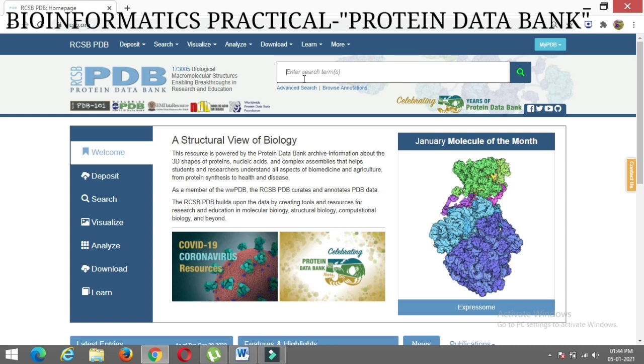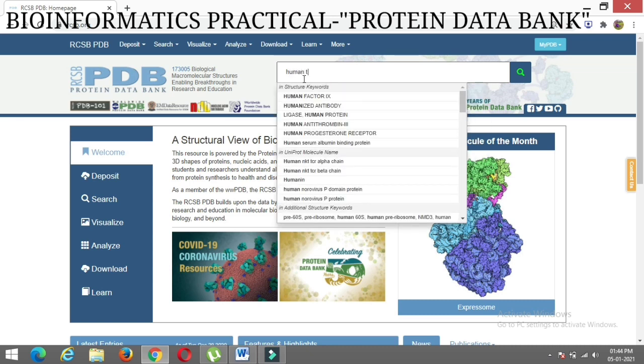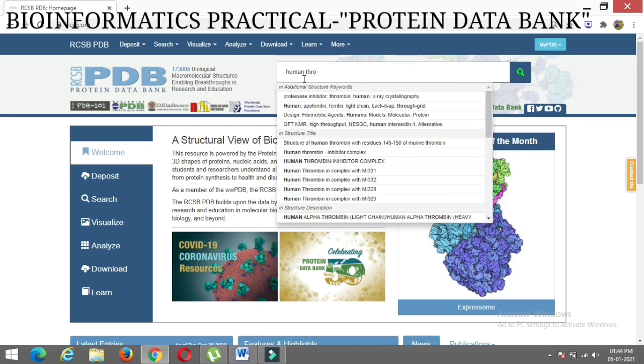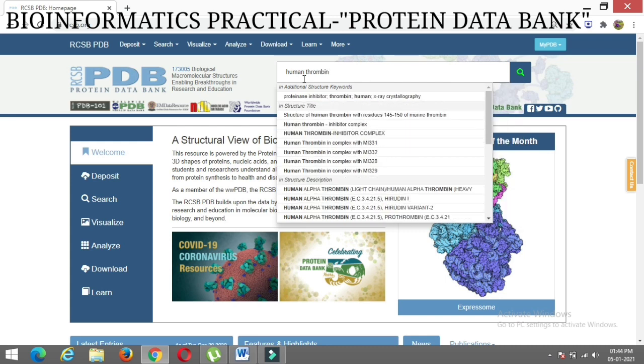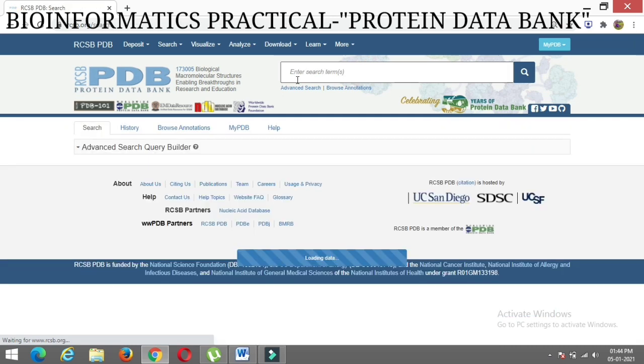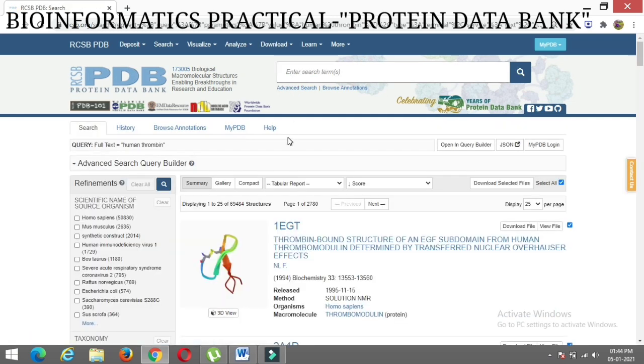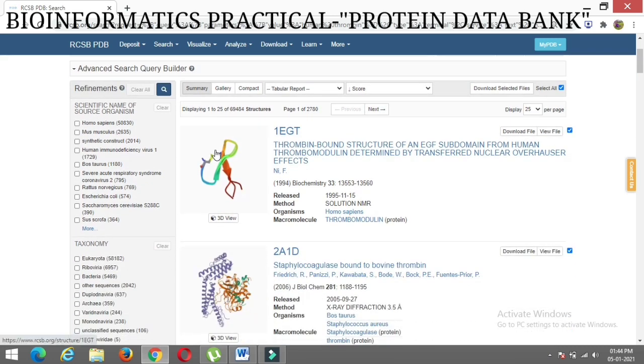So you just write human thrombin and press enter, and a new web page will open where you will get your protein of interest. It is the human thrombin protein. 1EGT is the accession number through which you can access this protein directly without typing its name.